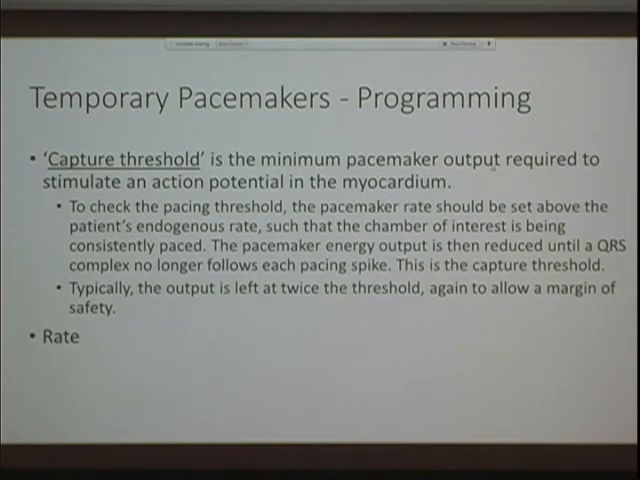Capture threshold is the minimum pacemaker output required to generate an electrical impulse that captures the myocardium. Again, you lower the pacemaker output until you lose capture, and you should then program it at least to twice that amount. But generally, for temporary pacemakers, I would not go below 10 mA. They go from 10 to 20, or some models up to 25 mA. I don't think anybody who needs pacing should be programmed at less than 10 mA. But generally, check the threshold and have at least twice that amount as reserve.